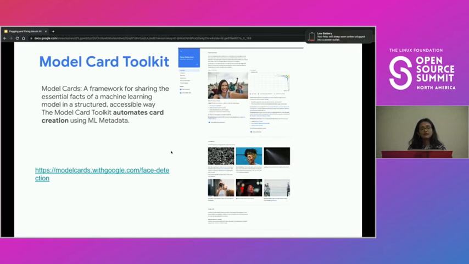So we have the model card toolkit. What this does is it tells you what the model is good at, what the intended use cases are, for example face detection, what you should be using it for, what datasets it has been trained on, and what its limitations and ethical considerations are. And you can do this for your model as well. And this, again, is an open source tool that you can use.